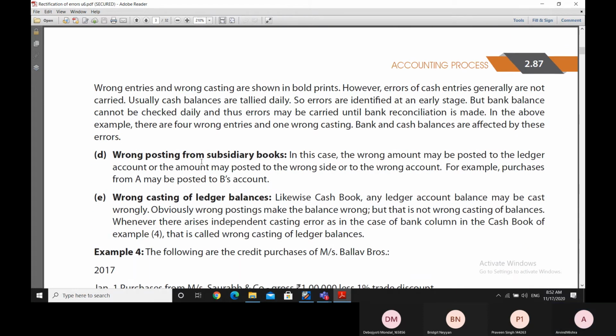Now we go to the next one, wrong posting from subsidiary books. So we are just checking out what kind of errors generally happen. In this case, a wrong amount gets posted to the ledger account, or the amount may be posted to the wrong side of the ledger account, or to the wrong account in the ledger. For example, purchases which are made from A may get posted to B's account. So there are 3 types of errors mentioned here: a wrong amount may be posted, the amount may be posted to the wrong side, or the amount may be posted to the wrong account.